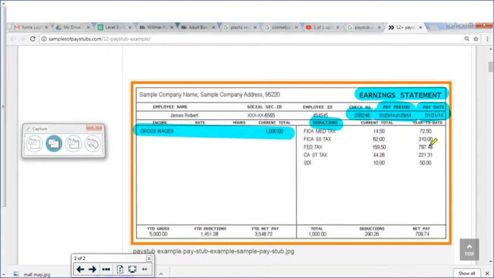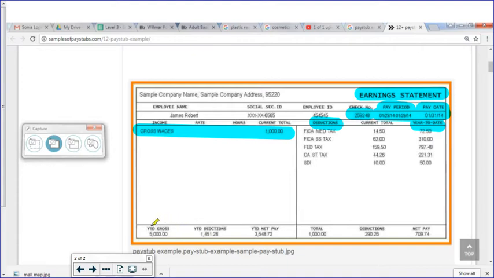And altogether for the whole year, FICA medical tax, $72.50. FICA Social Security tax, $310. Federal tax, $797.48. California state tax, $221.31. And for SDI, total for the year, $50. This column is all year to date, okay?